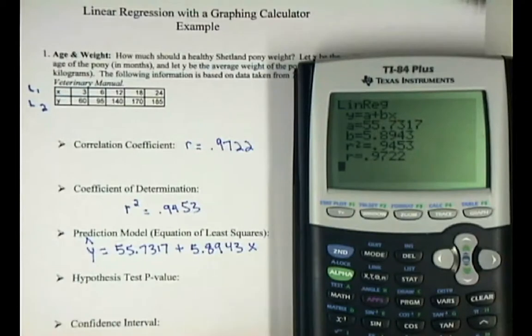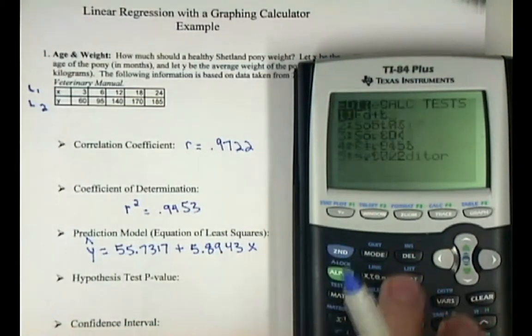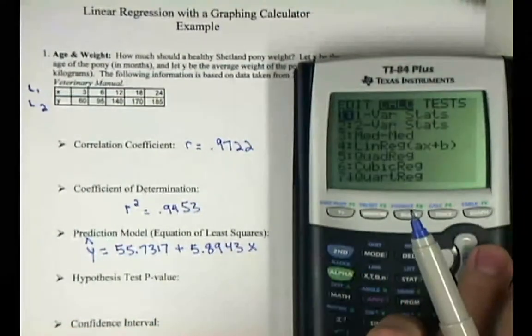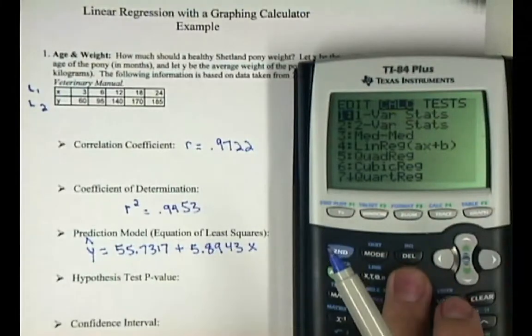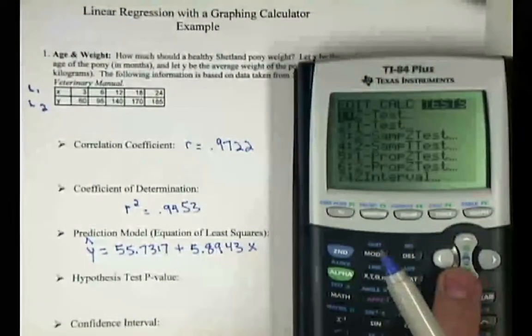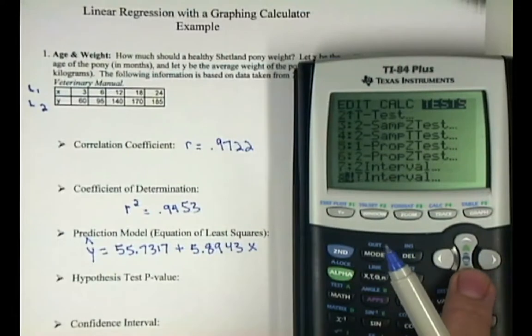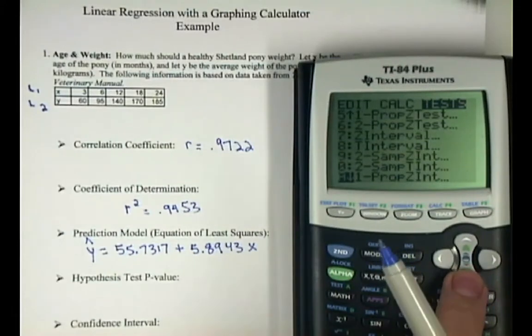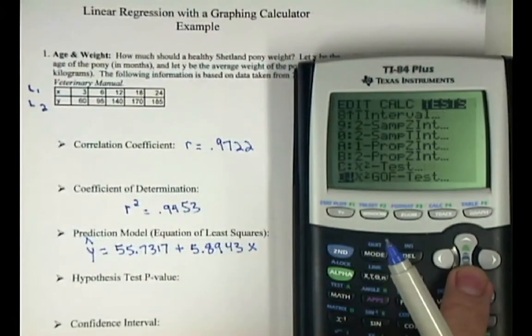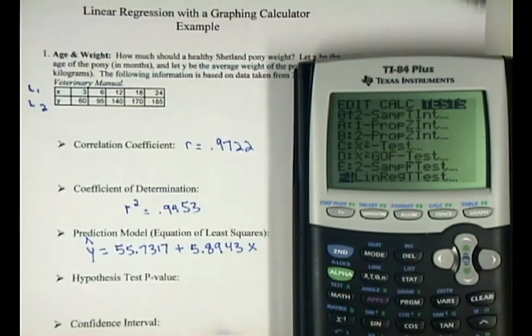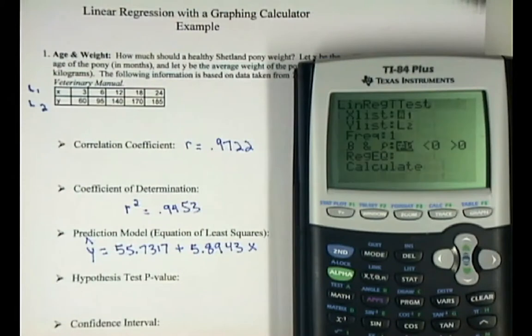Okay. Now let's get a hypothesis test p-value. Say we wanted to do a beta test or perhaps a rho test for the regression statistics. We would go to the Stat key, of course, and we have to go over to Test. Now let's go down and find LinRegTTest. And on this calculator, that is located way down here at number F. So at number F, I'm going to press enter.